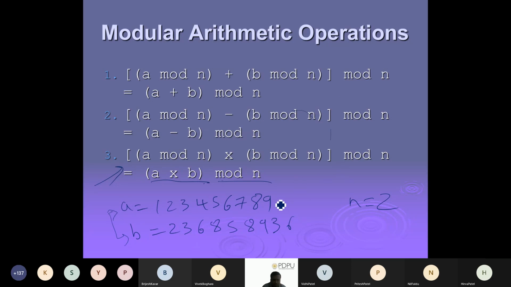So what is the smart trick? First reduce these numbers. I will do a modulo 2. What is my a modulo n here? What is the answer? A modulo 2. Any guess from anyone? Sir, 1. Very good. What is b modulo 2? 0. Good. So here it is 1, here it is 0. 1 into 0, answer is 0. 0 mod 2, answer is 0.